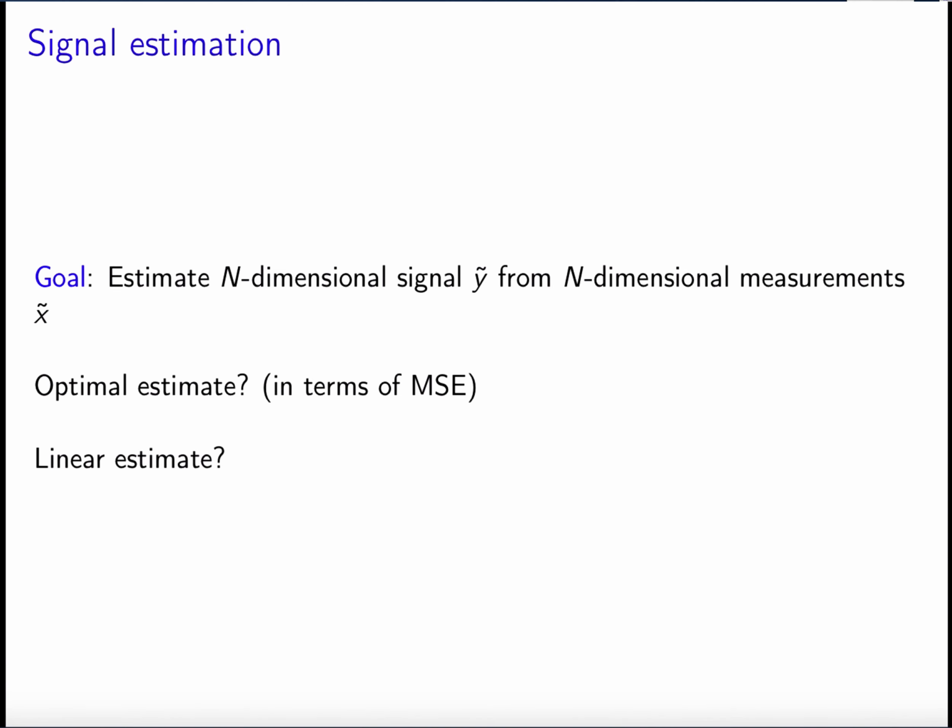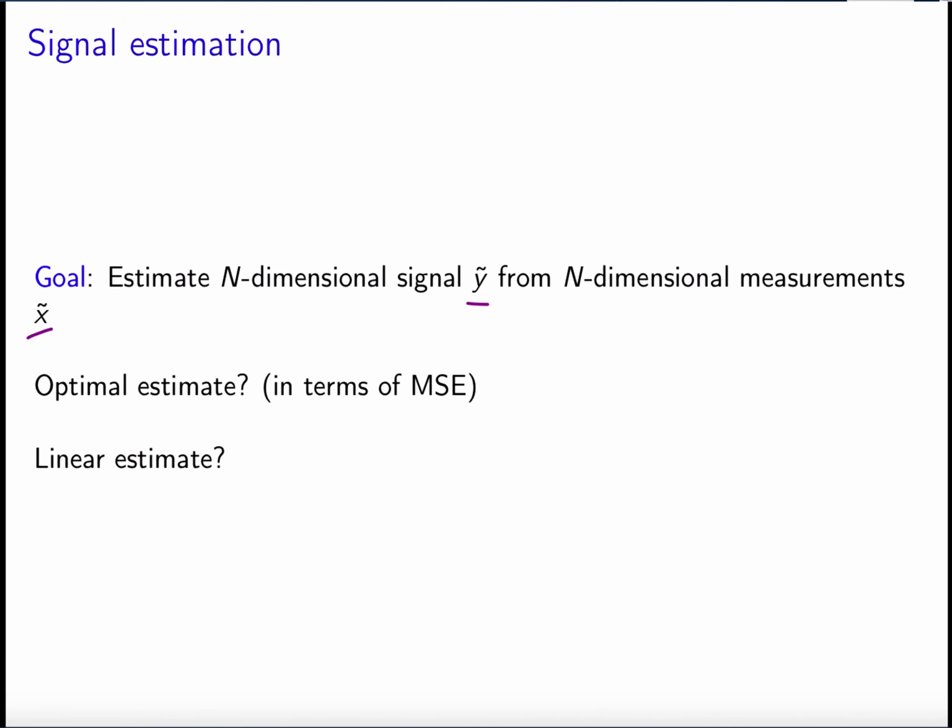We're going to consider the problem of signal estimation where we want to estimate an n-dimensional signal y from n-dimensional measurements x. We model both x and y as random vectors. You can think of x maybe as a noisy version of the signal y, and we want to remove the noise to estimate the signal. Like this is the image denoising problem or signal denoising problem that we have considered previously.